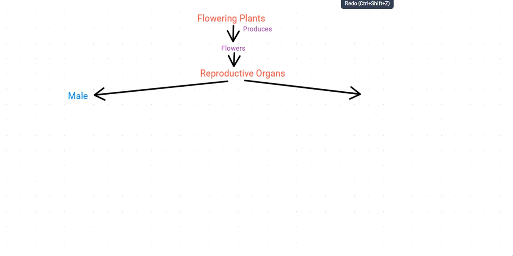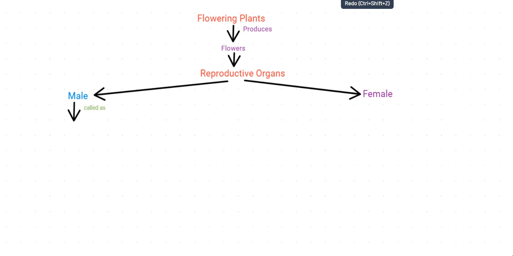Good morning everyone. Today we are going to see about the flowering plants. These are otherwise called angiosperms. We know these angiosperms are the ones which can produce flowers. The flowers contain reproductive organs, and they are classified into male as well as female. Now let us see one by one.